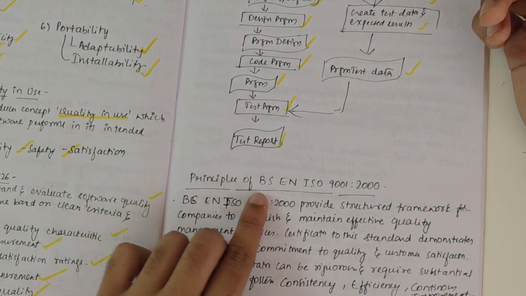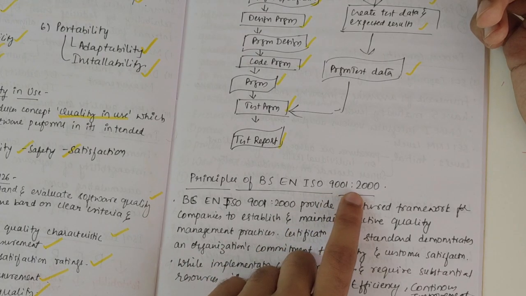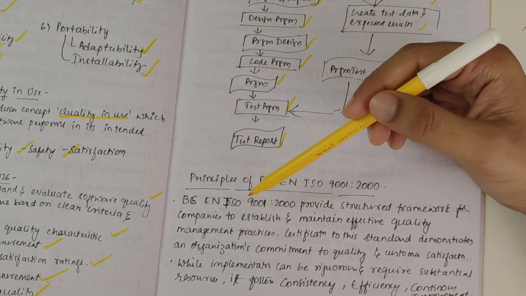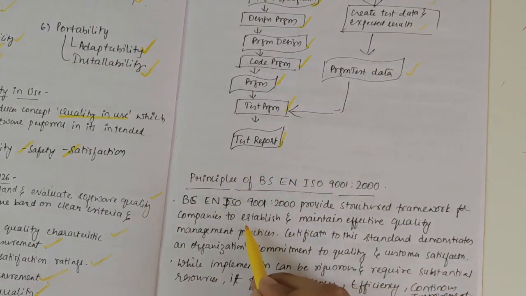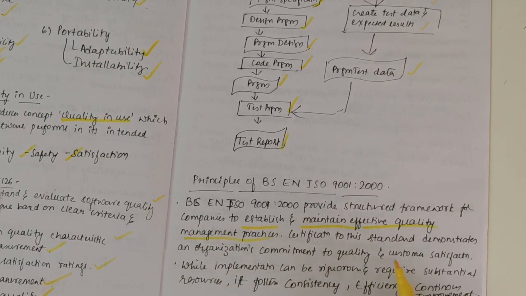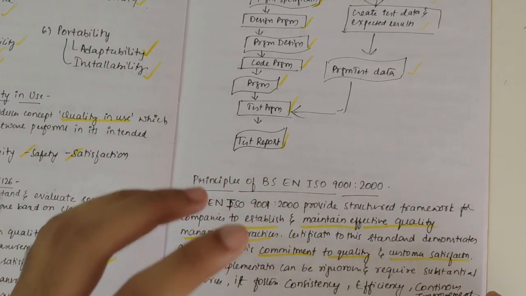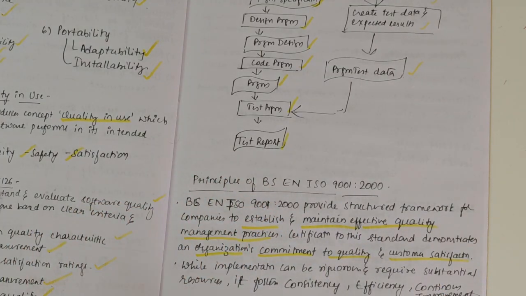Next, we have principles of BS EN ISO 9001-2000. BS EN ISO 9001-2000 provides a structured framework for companies to establish and maintain effective quality management practices. So certification to this standard demonstrates an organization's commitment to quality and customer satisfaction. So if any company has this certification, then it means that the company is following all the software quality and standards. Okay.